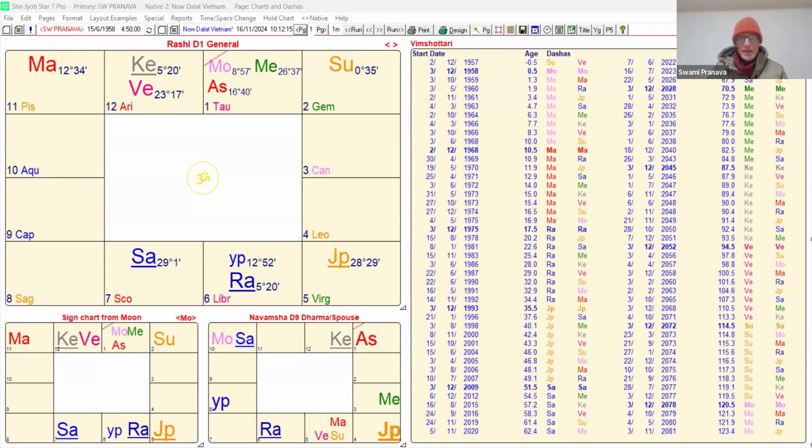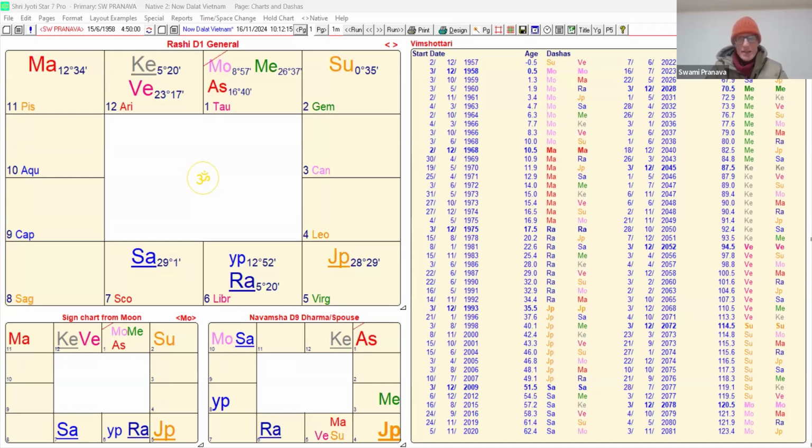And so what we're looking at here is a typical chart. This is the chart of myself, Swami Pranava. And the first thing to know is there are 9 planets. Okay, so I'm going to point with my cursor. You can see in the upper left corner is Ma, that means Mars, the planet Mars. Then we have Ketu and Venus here in the second square. We have Moon, Mercury, and something called ascendant.